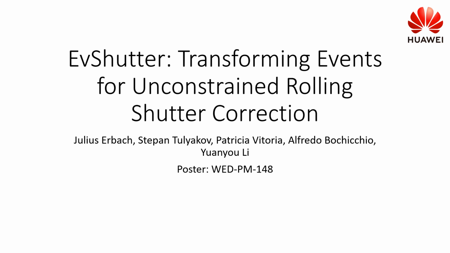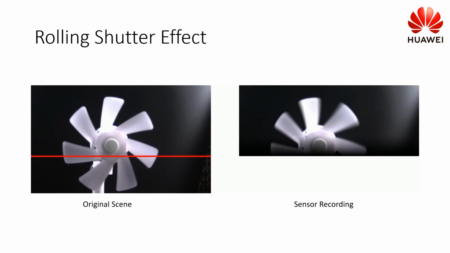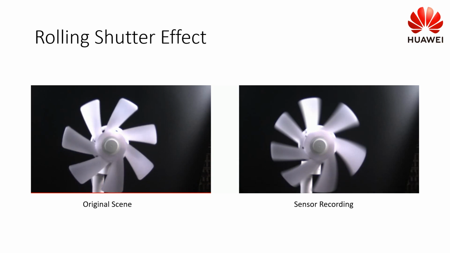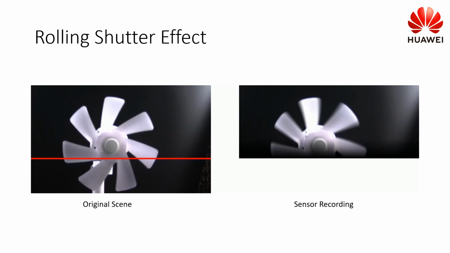EvShutter, transforming events for unconstrained rolling shutter correction. Due to the sequential readout of rolling shutter sensors, images or videos can look distorted or wobbly. In this example, a rolling shutter sensor captures the blades of the fan elongated or shortened.